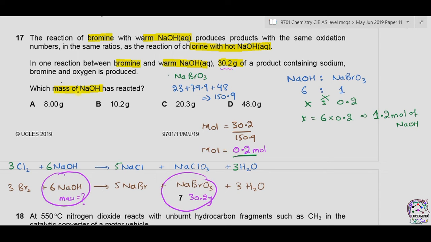Now in the question they have asked about the mass. So mass is equal to moles into Mr. For sodium hydroxide, we have 23 for sodium, 16 for oxygen, 1 for hydrogen. So in total the molecular mass comes equal to 40. So we can write 1.2 for number of moles and 40 for molecular mass. So mass in grams comes equal to 48. The answer is therefore D.